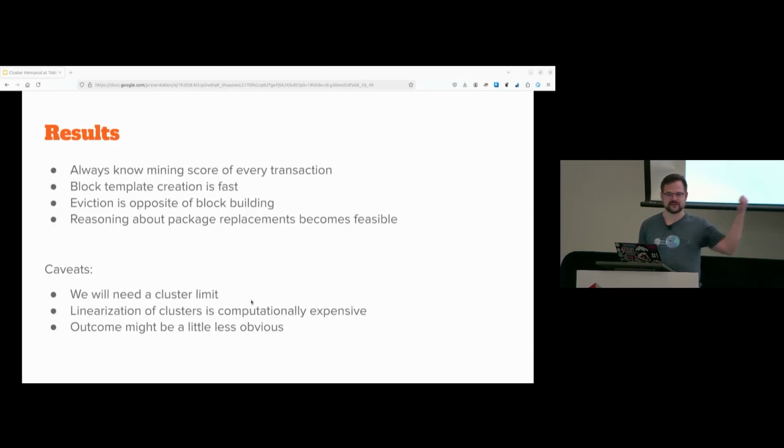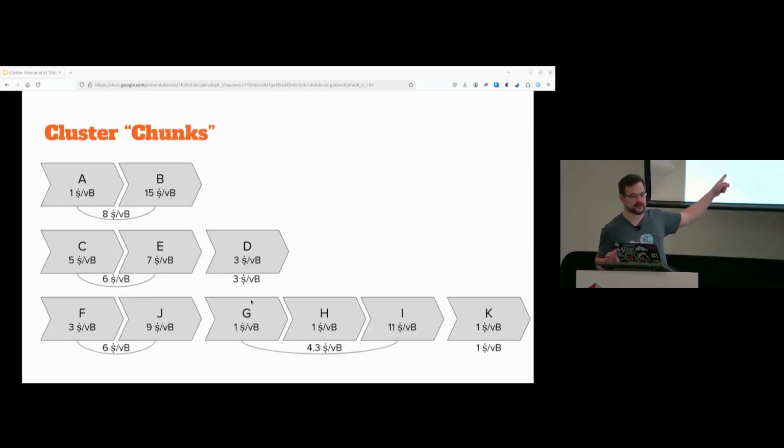And eviction is the opposite of mining, because to evict, we look at our clusters and go from the back and kick out the chunk with the lowest fee rate. So out of our mempool, we kick out K, then we kick out D, and then we would kick out GHI. But we no longer kick out the first thing that we would mine, which is F, right?